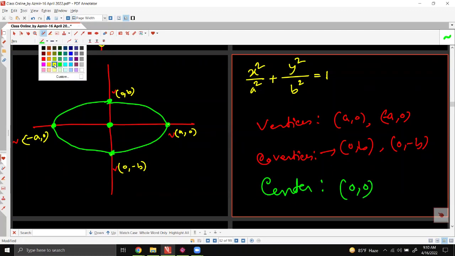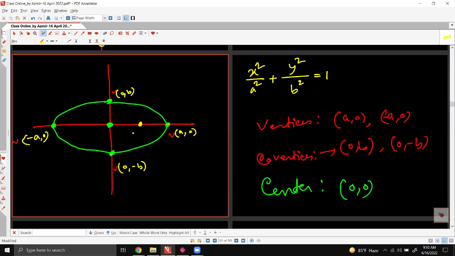Just like a parabola, an ellipse also has a focus. Let's say this is a focus. There is another focus here. For a parabola, we have only one focus, but for an ellipse, we have two foci. Foci is the plural form of focus. So we have a total of 2 foci, f1, f2.